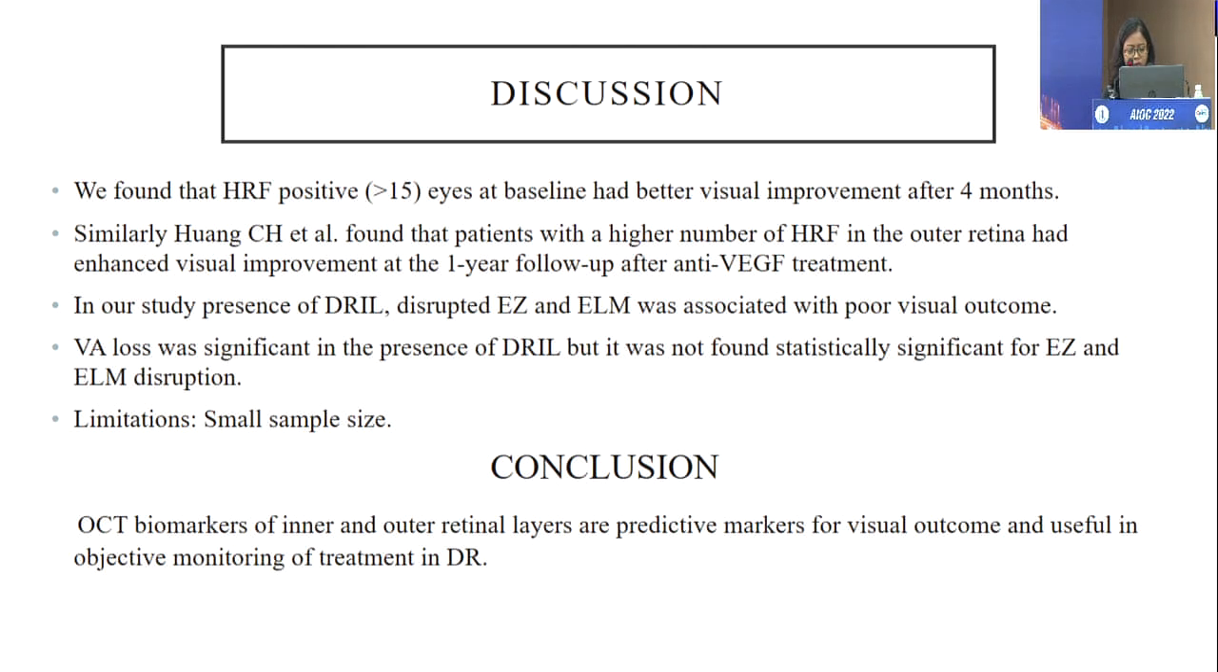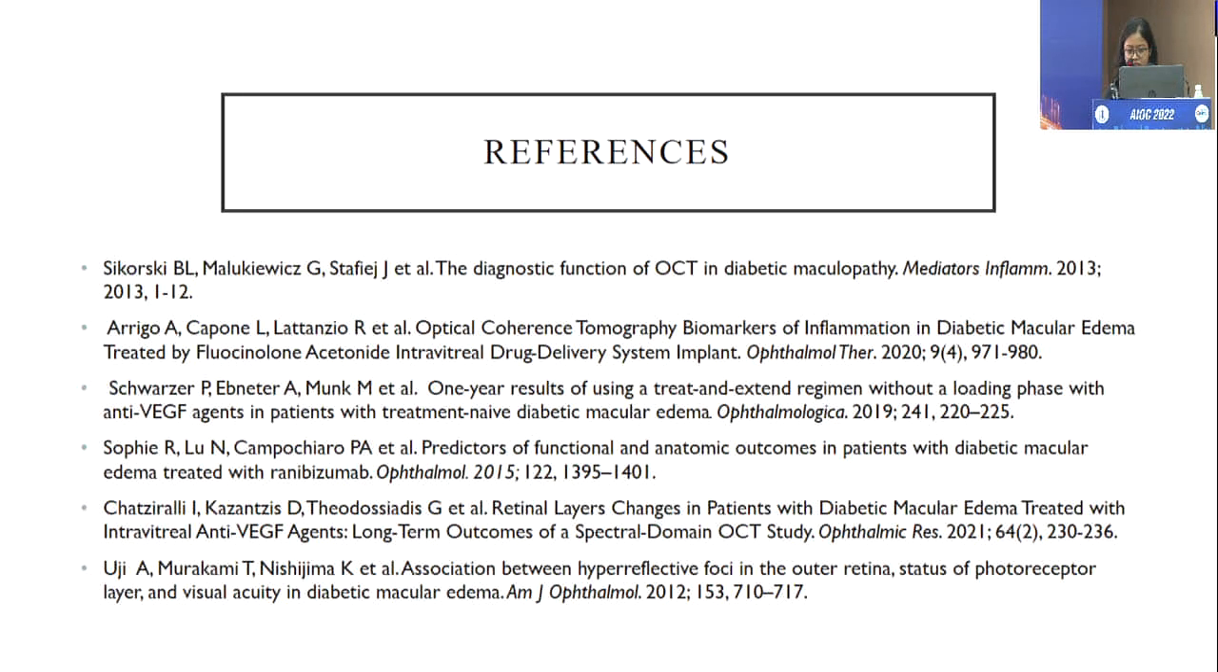So we can conclude that OCT biomarkers of the inner and outer retinal layers are predictive markers for visual outcome and useful in objective monitoring of the treatment of diabetic retinopathy. The limitations of my study are small sample size and limited duration. These are my references. Thank you.